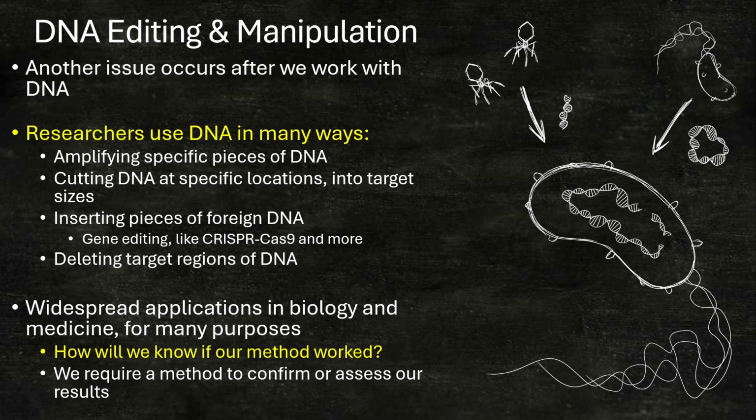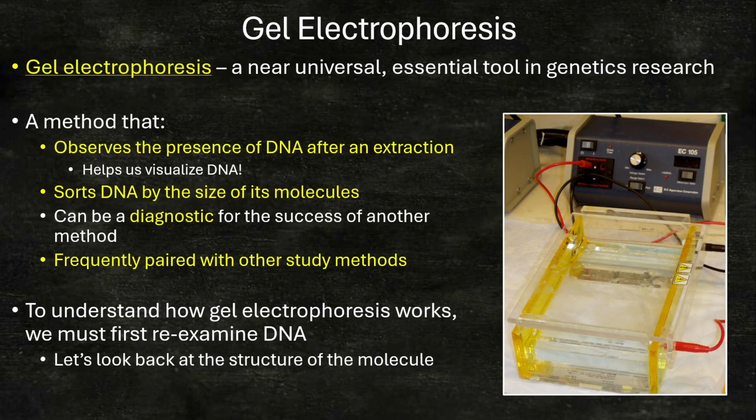After all, we can't literally see the molecule. It's far too small to see even with a microscope. This is where gel electrophoresis comes in. This is a near universal and essential tool in genetics research, and a lot of labs use this in one form or another. It's a method that, first, observes the presence of DNA after an extraction has been performed. It helps us actually visualize DNA in large quantities, even if the molecules themselves individually are too small to be seen with the naked eye.